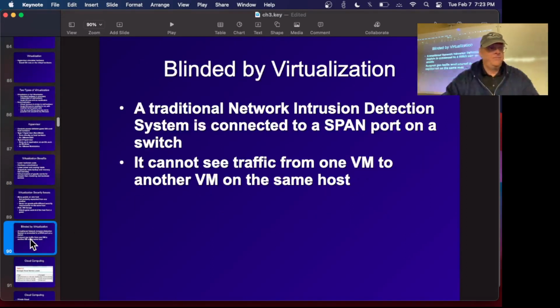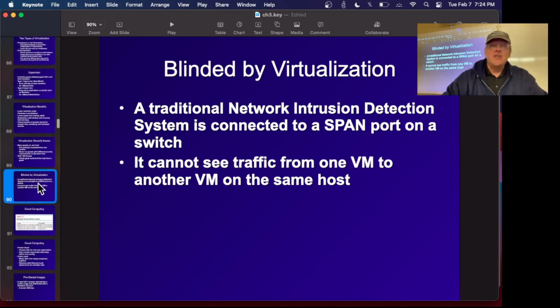There's also being blinded by virtualization. If you try to monitor your network, you can watch the network traffic leaving the host, but if one virtual machine is sending network traffic to another virtual machine, that never actually goes out onto a network adapter and you won't see it. So this is a problem. There will be virtual traffic going through the virtual NICs that you can't see by monitoring the physical NIC.